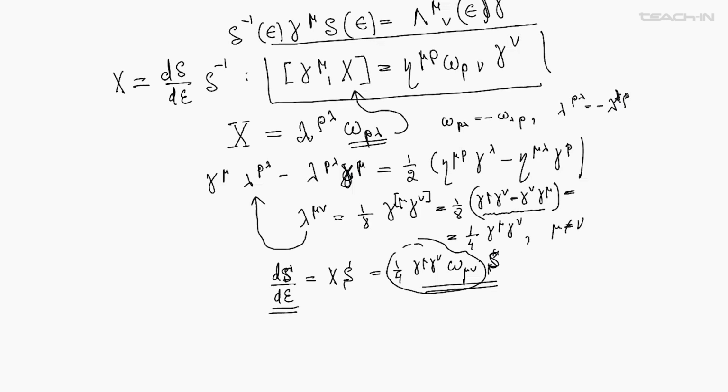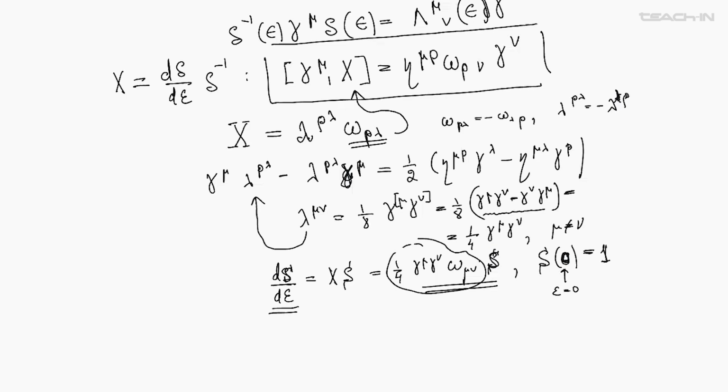And this equation must be supplemented with the initial condition. The initial condition tells us that if we consider a trivial transformation, in fact the transformation corresponding to the identity, in other words, we take epsilon equal to 0, this means we don't do anything, and then the corresponding matrix S must be simply equal to the identity matrix.